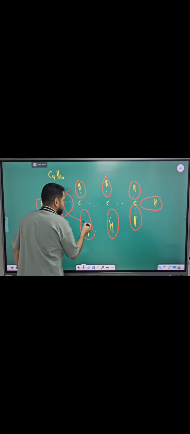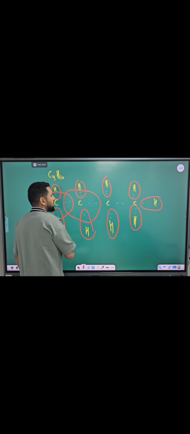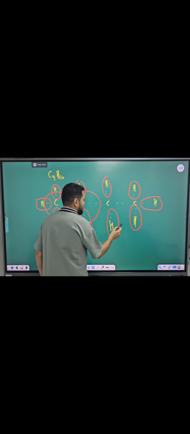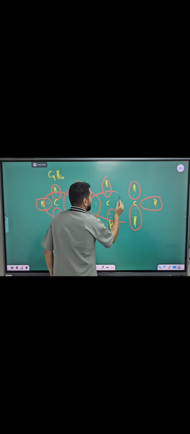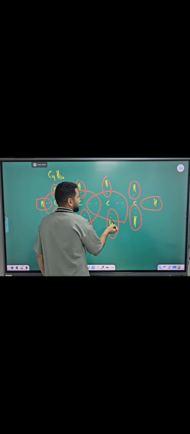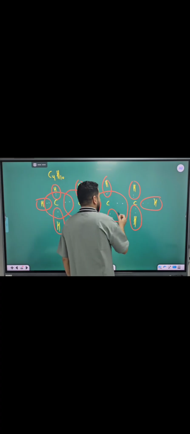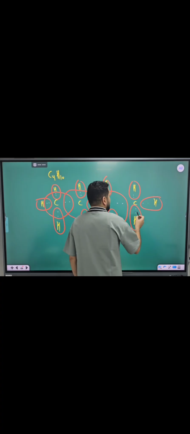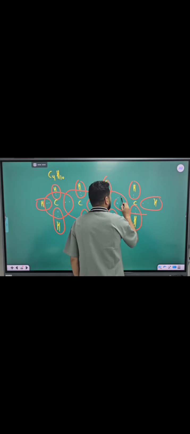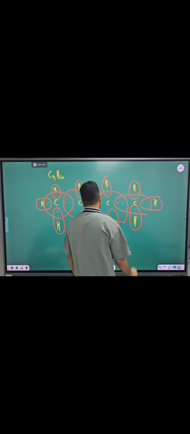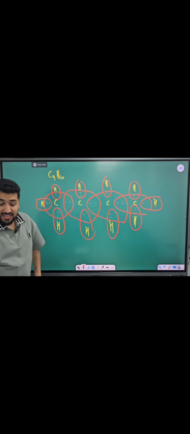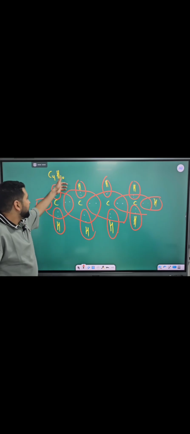So this carbon is also stable in this way, right? In the same way, if I talk about this carbon, this is also stable: 1, 2, 3, 4, 5, 6, 7, 8, right? And if I talk about this particular carbon, it is stable in this way too: 2, 4, 6 and 8. That's how you can make the electron dot structure of butane.